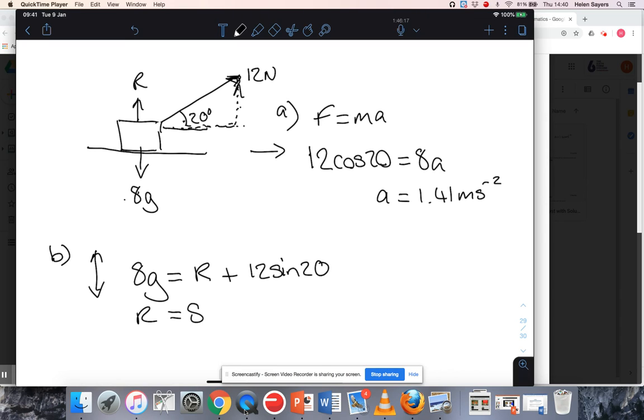So R will equal 8g minus 12 sine 20. So if I plug that into my calculator, that gives me a reaction of 74.3 newtons to three significant figures.